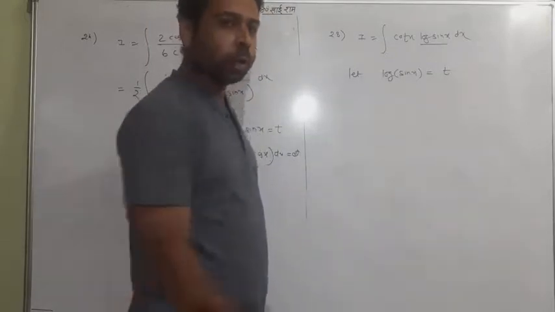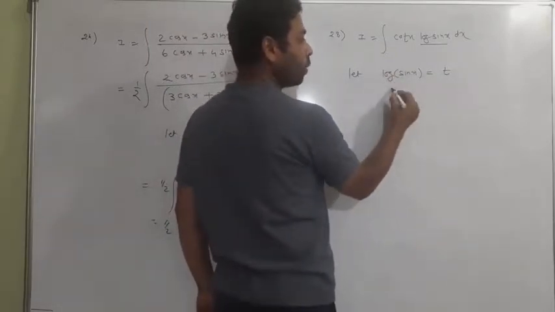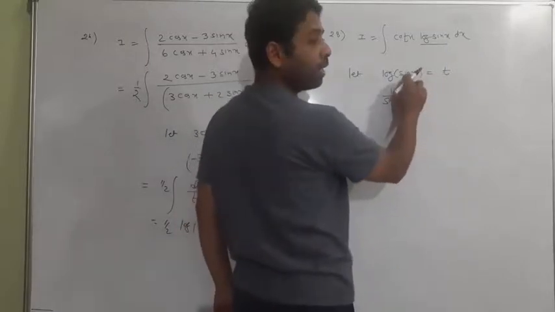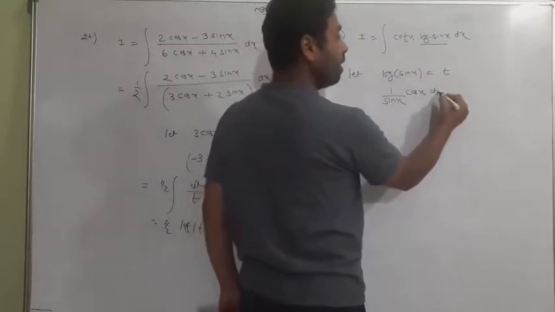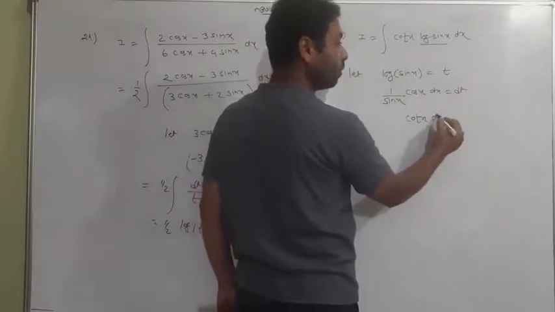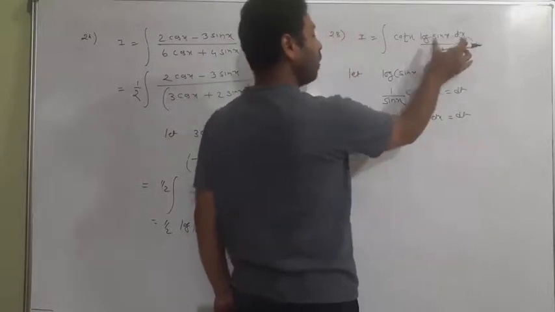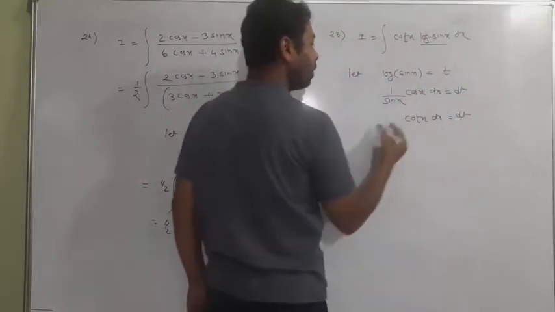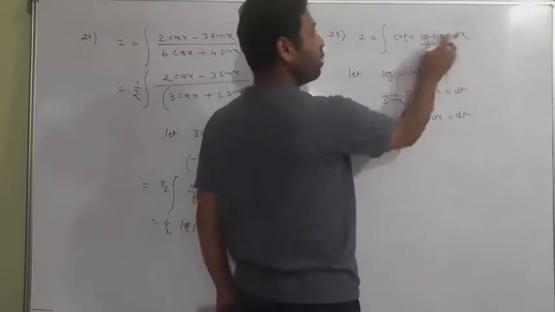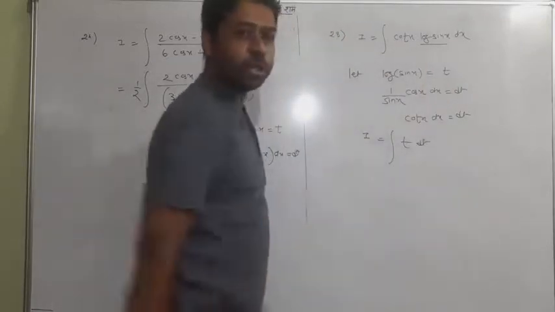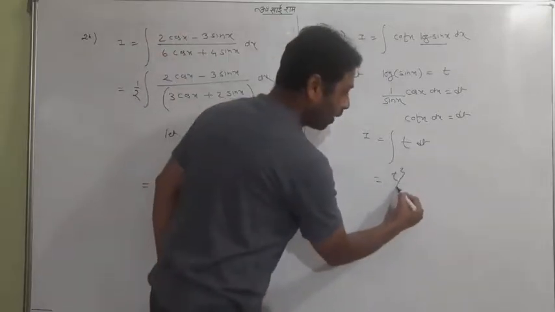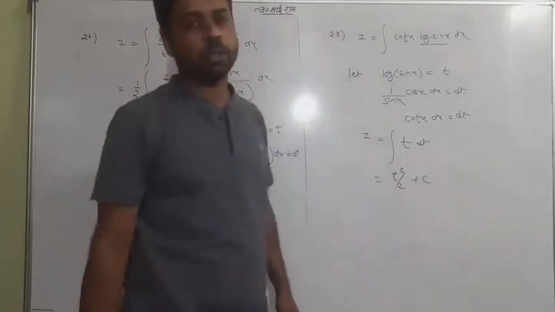You want to see? Look at the differentiation of log sin x: it is 1 by sine. Use the chain rule. The differentiation of sine is cos, and dx equal to dt. Now you should not be surprised that cos by sine is none other than cot. Now look, cot x dx is equal to dt. So log sin x is equal to t, and these two will be dt. Now you know how to deal with t dt. The integration is t square by 2 plus c. Put your t and get your answer.